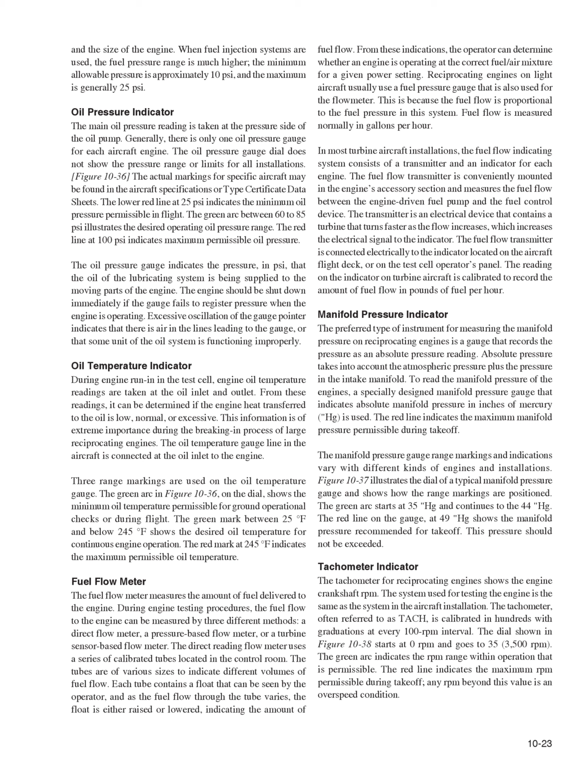The lower red line at 25 pounds per square inch indicates the minimum oil pressure permissible in flight. The green arc between 60 and 85 pounds per square inch illustrates the desired operating oil pressure range. The red line at 100 pounds per square inch indicates maximum permissible oil pressure. The oil pressure gauge indicates the pressure, in psi, at which the oil of the lubricating system is being supplied to the moving parts of the engine.